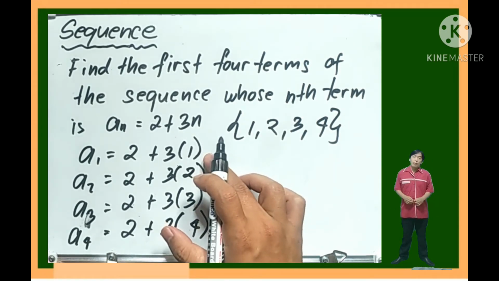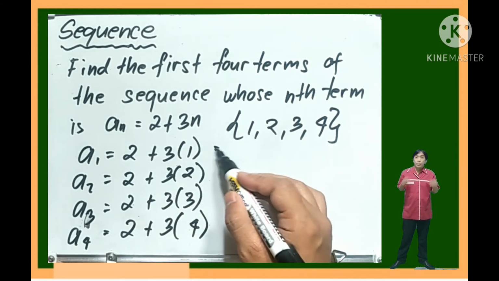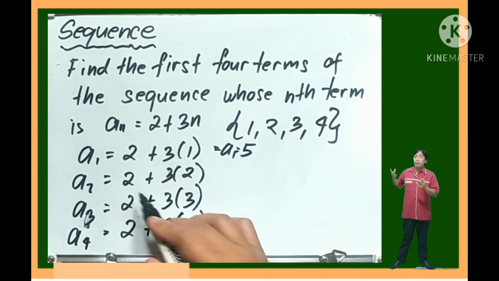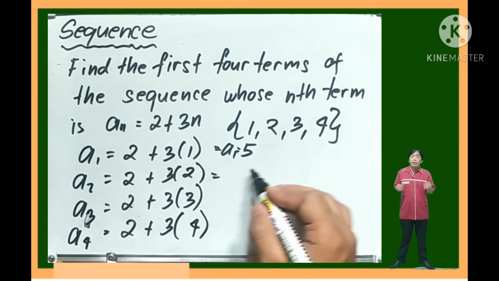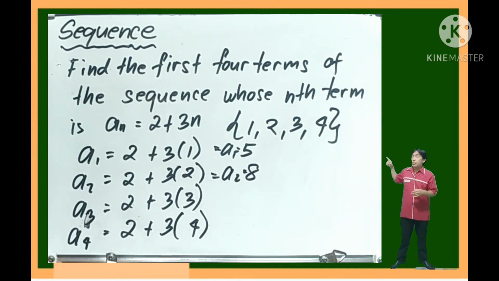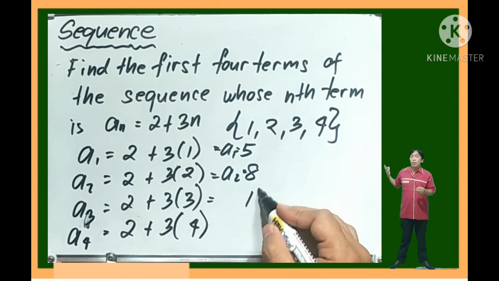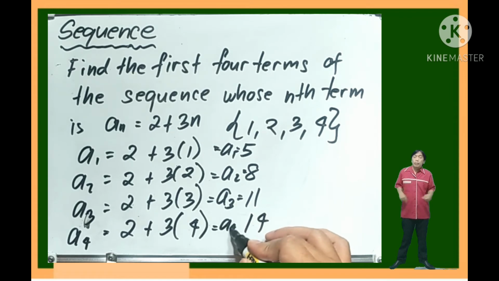Now, let us solve the following. We have 3 times 1 is 3 plus 2. The answer is 5. That is the first term, denoted by a sub 1. Now, 3 times 2 is 6 plus 2, which is equal to 8, denoted by a sub 2. Then we have 3 times 3 is 9 plus 2 is equal to 11, denoted by a sub 3. Then 3 times 4 is equal to 12 plus 2, which is equal to 14, denoted by a sub 4.